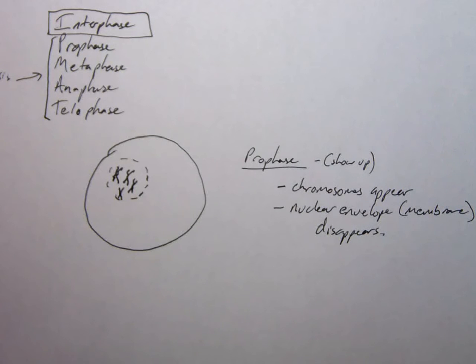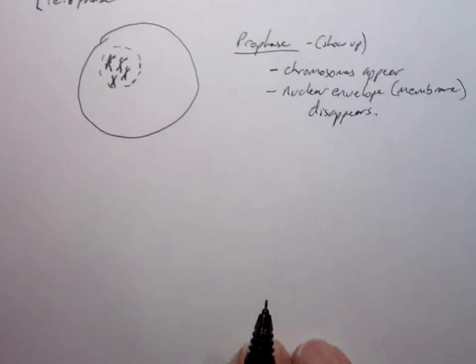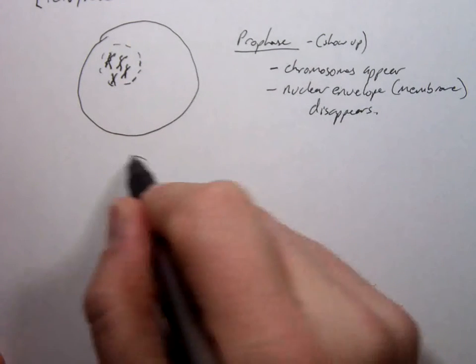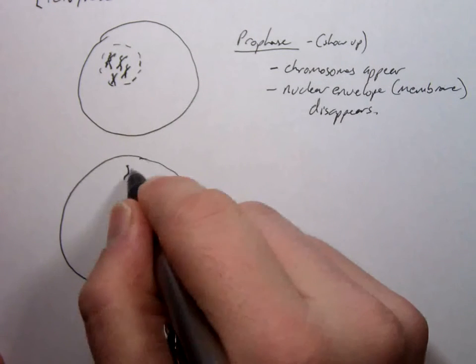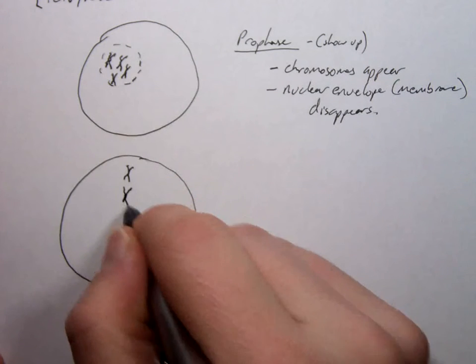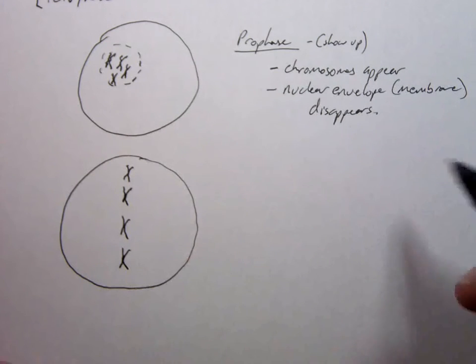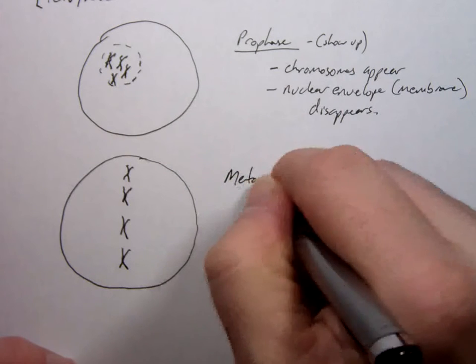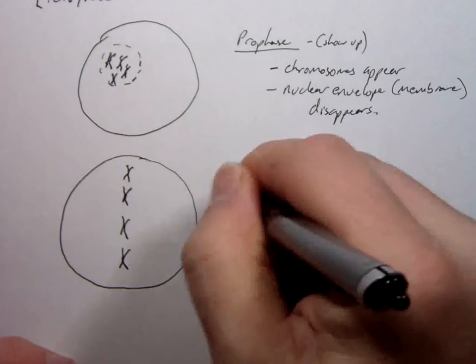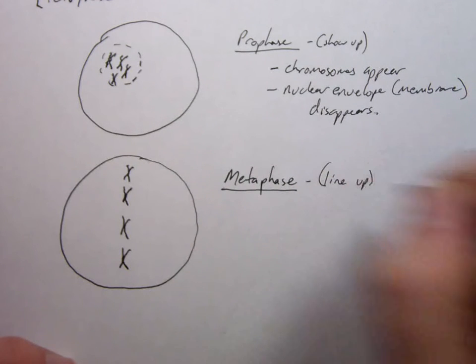After they show up, then what? They line up. They line up in what phase? Metaphase. I get conflicting sources on this. Some say prophase is the longest phase. Some say that metaphase is the longest phase, so I'll need to do some research and find out which one's which. Okay. Metaphase. Line up. Okay.